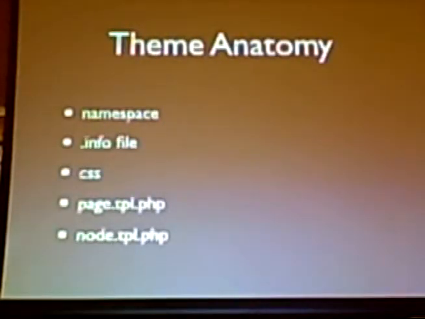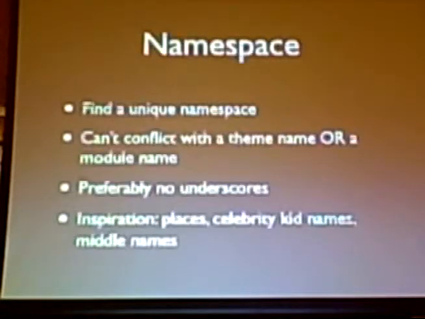Now we're getting on to anatomy. So, namespace. This is kind of overlooked, but it's kind of an important thing. And the chances of you having a namespace collision are small, but if you don't give it just a little bit of thought, you could spend a day or two trying to figure out why your theme isn't working. So find a unique namespace. The namespace for Zen is Zen, the namespace for Garland is Garland. That's just that simple. It's the name of the directory in which you're going to put your theme. That's it in a nutshell, and we'll talk a little bit more about that.